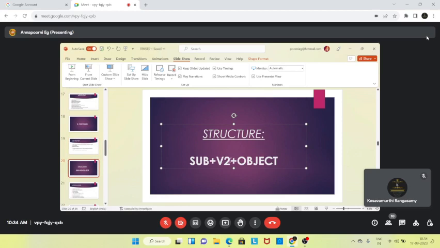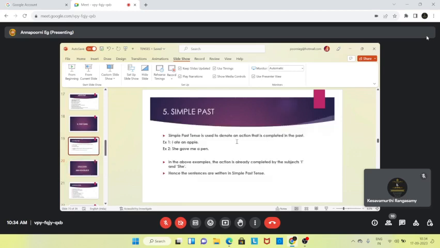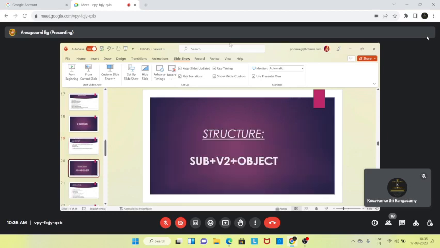V2 is the past form of the verb. Now look at these examples: I ate an apple. She gave me a pen. Can you identify the V2s? Ate and gave. Ate is the past tense of eat, gave is the past tense of give. So in I ate an apple, I is the subject, ate is the verb, and an apple is the object. Likewise, she is the subject, gave is the verb, and me a pen is the object. This is how you identify the subject, verb and object.